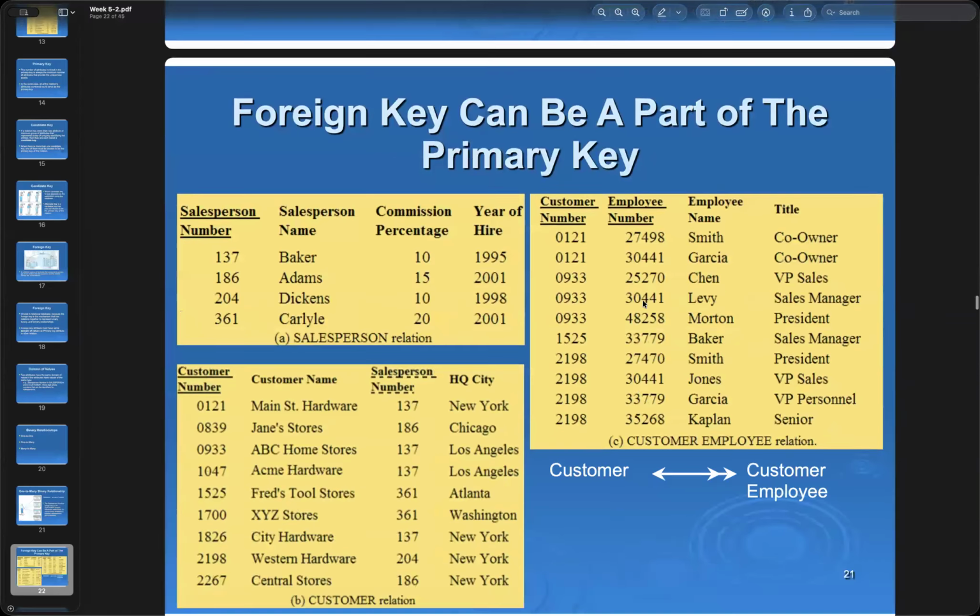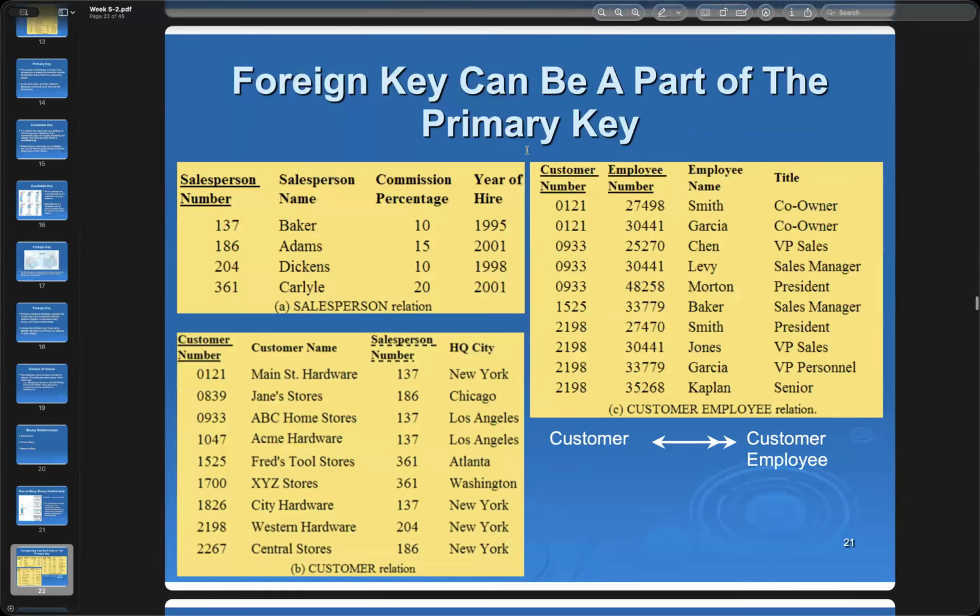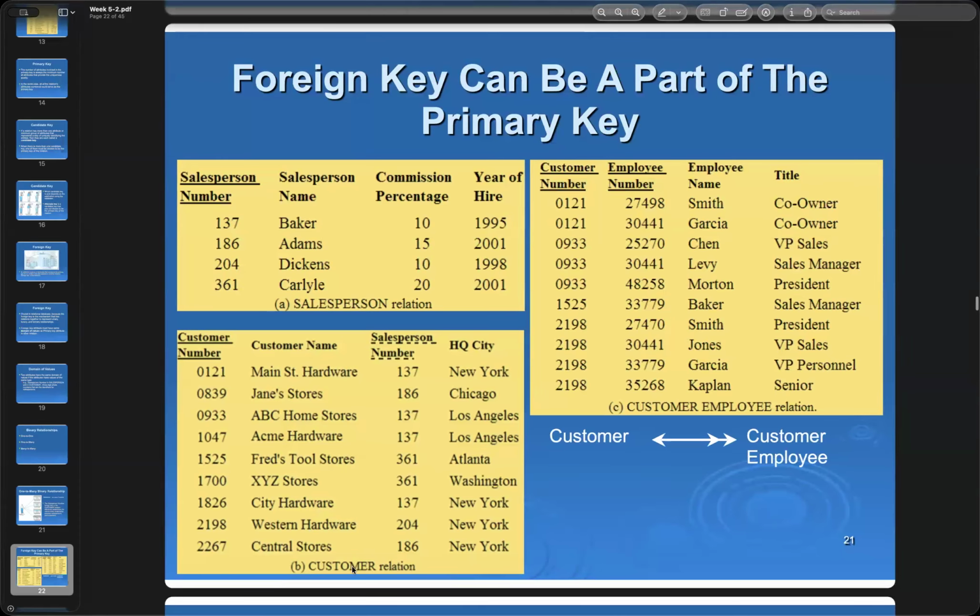Also, the foreign key can be part of the primary key. Here we have the customer number, employee number, and also customer number and salesperson number. If you remember the salesperson relation and the customer relation, we underline salesperson number as the primary key in salesperson, and customer number as the primary key in customer. Here the salesperson number in customer is not underlined; it is called the foreign key, referring to the primary key in the salesperson table.